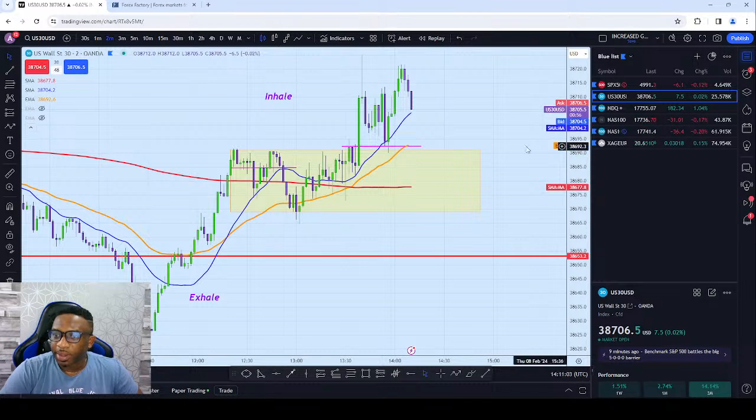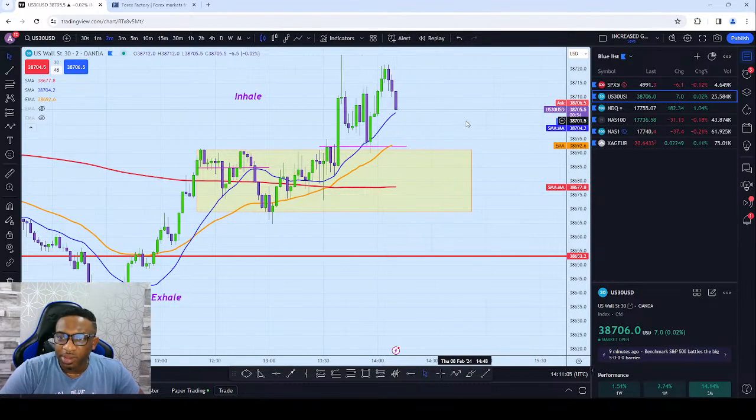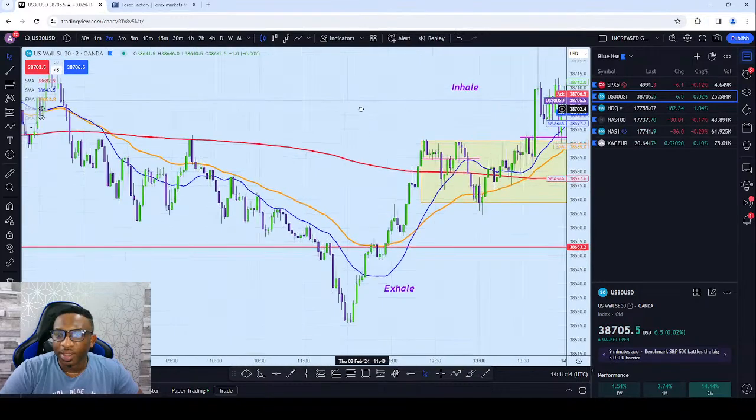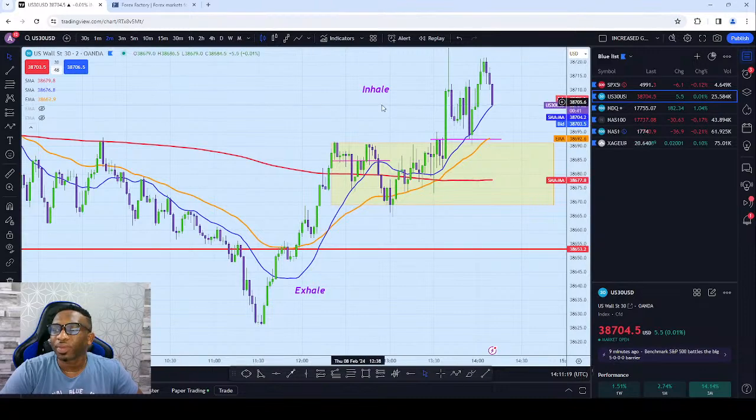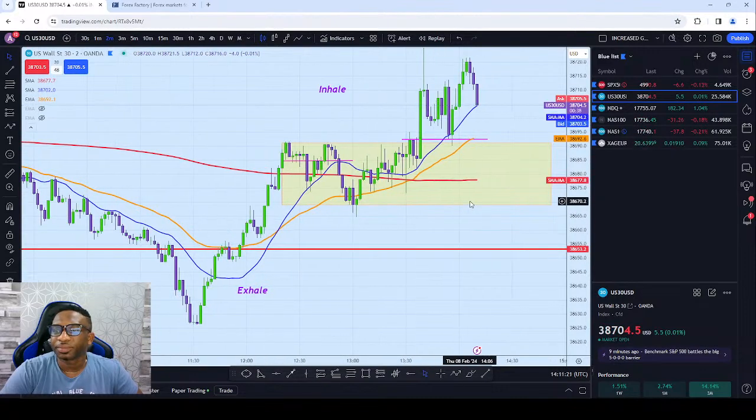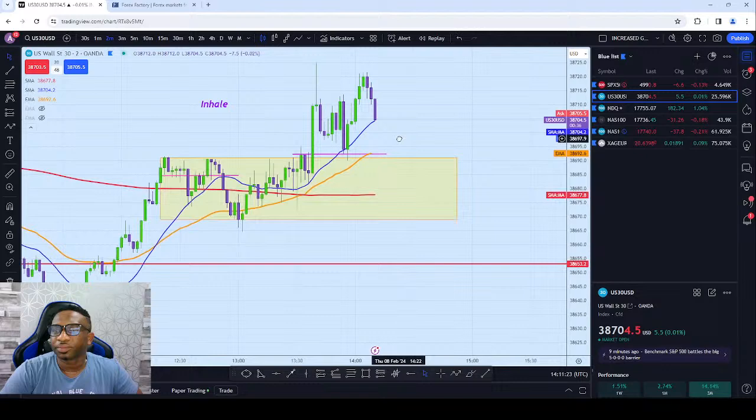US 30 is also in a pullback. Yeah, sometimes US 30 moves so nicely, giving you some cool pips. Moves fast as well.